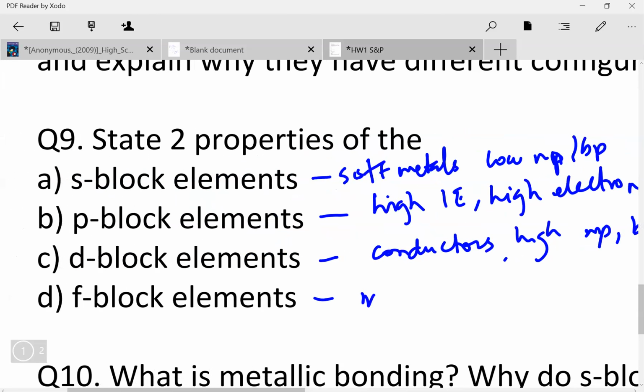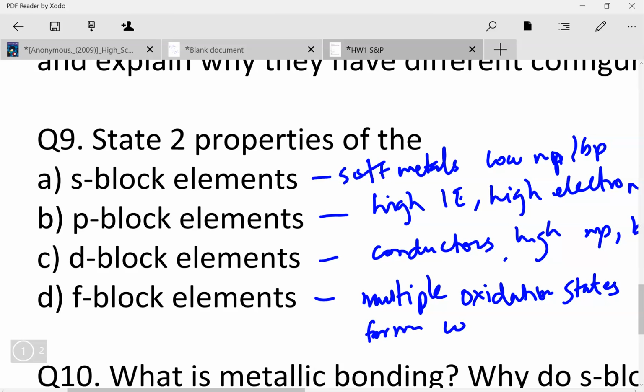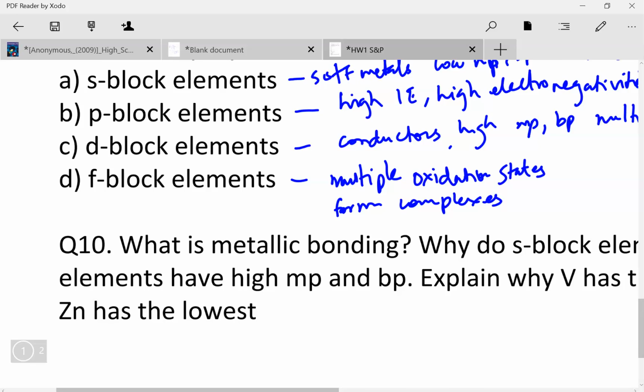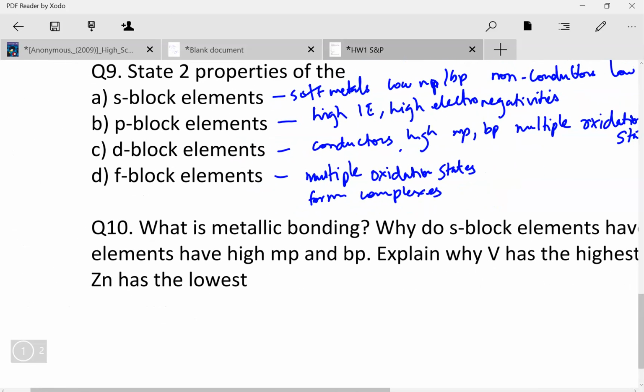F block, again, multiple valencies. You can say transition states, oxidation states. I don't think transition state is the right word technically, but the best term would be multiple oxidation states, since we've learned about oxidation briefly now. And form complexes. There are two properties of those. Some of those are radioactive, so half of them are radioactive. I guess that's kind of important to state, but half of them, not all of them.